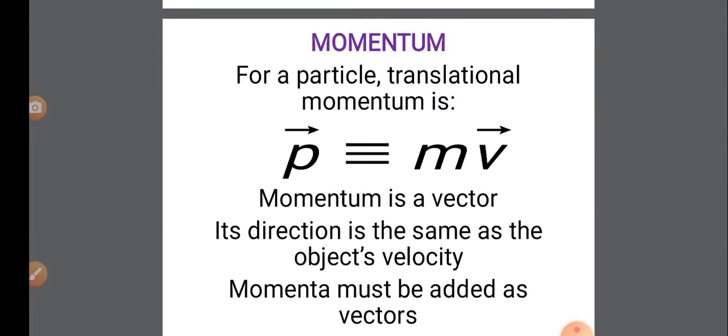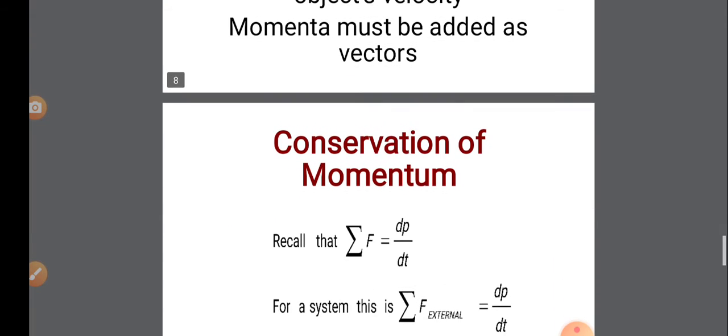Now the momentum. We know that when a particle is in translational motion, the momentum is the product of mass and velocity, where momentum is a vector quantity and its direction is the same as the object's velocity. Momentum must be added as a vector.